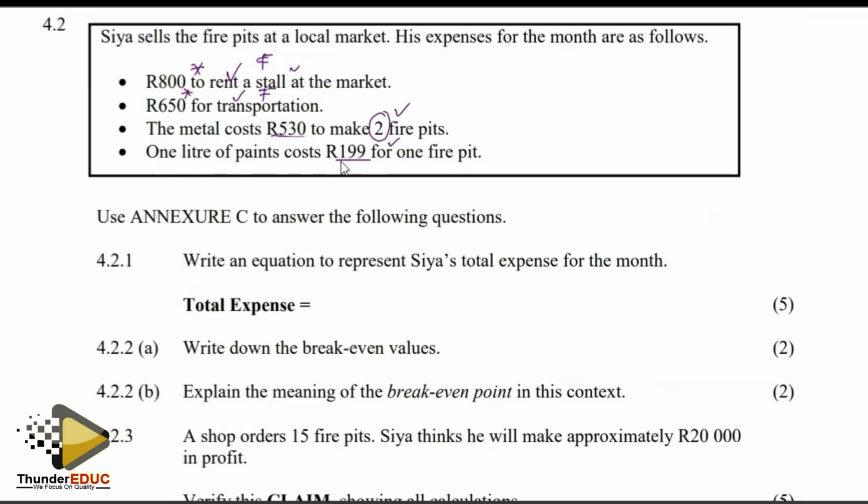All right. So you're asking us to write an equation to represent C as total expenses for the month. Remember, total expenses, we shall have the fixed cost plus the variable cost. To get the fixed cost, we already said rent is part of the fixed cost. So allow me to do this. It's 800 plus 650, which becomes 1,450. This is fixed. Then the variable for only one item, what will it be? For paint, it will be 199 plus. This is for 2. What about 1? So we shall take it divided by 2.